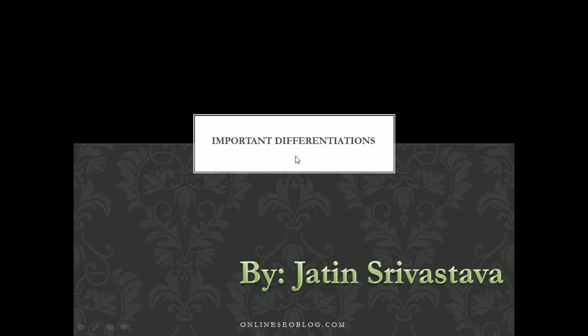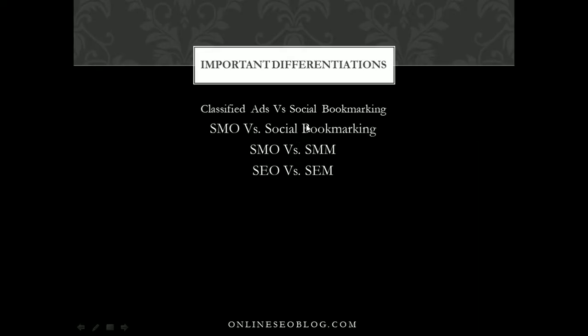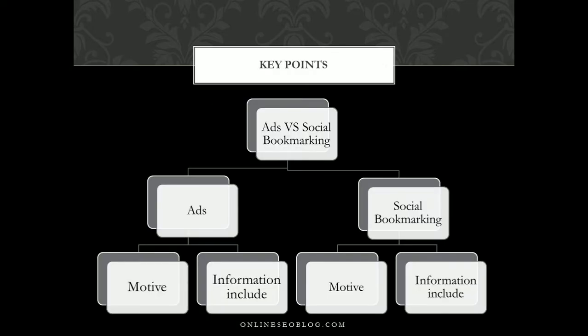So here in the last lecture we read about social bookmarking, and before that we read about classified ads, and in this lecture we will try to differentiate between both of these off-page SEO techniques. In addition to this we will also read about SMO versus social bookmarking, where SMO stands for social media optimization, SMO versus SMM, social media marketing, and search engine optimization versus search engine marketing. Let's get started. So we have ads versus social bookmarking.